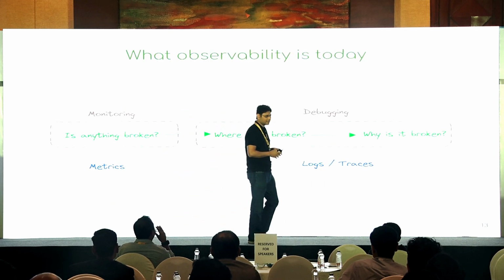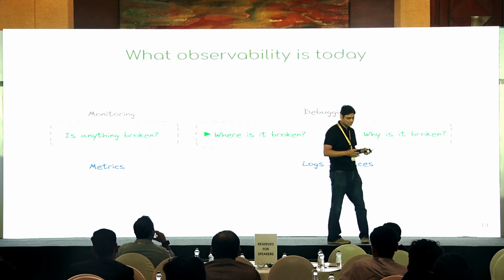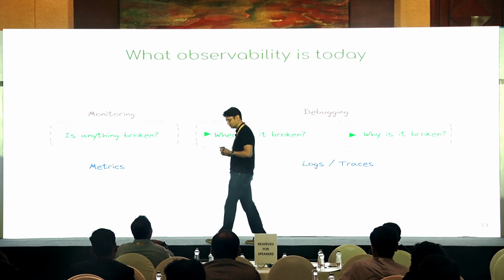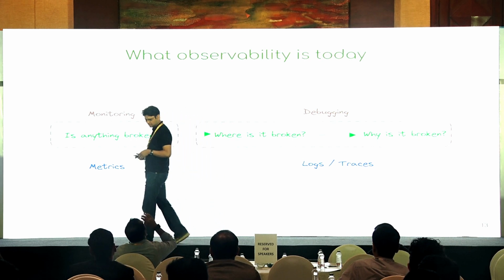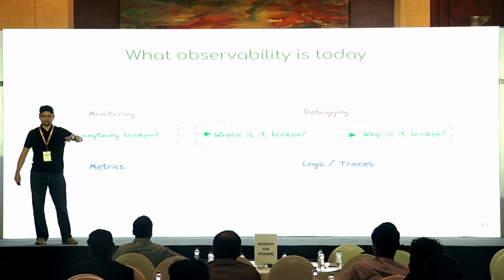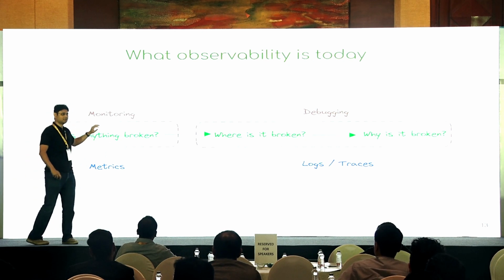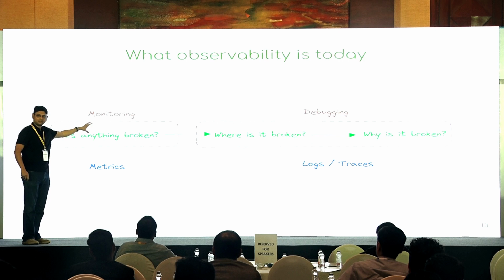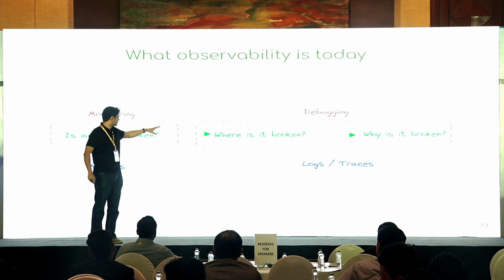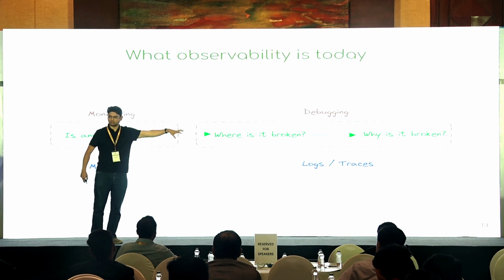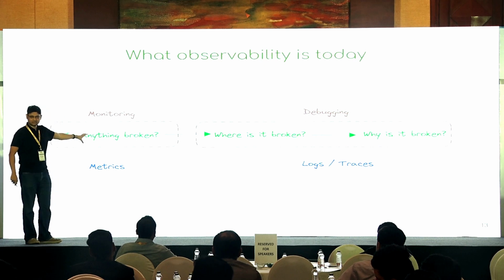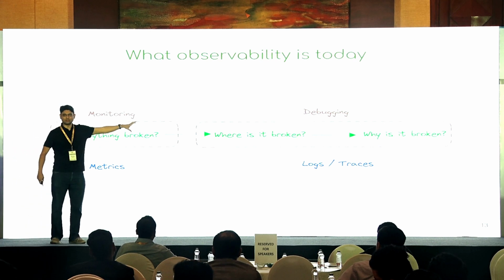So let's take a look at what the state of the art of observability is today. I want to break down observability into these two sections. There's monitoring, which primarily today is done for answering the question, is anything wrong? And if you find something, then you go to debugging, where you see where it is broken and why. For monitoring, people use metrics. For debugging, you use logs and traces.